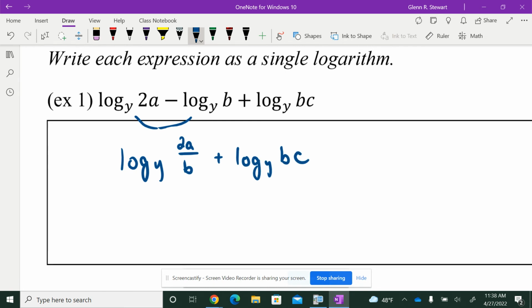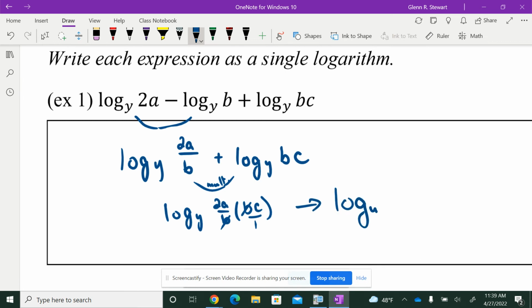From here, addition and multiplication also go hand in hand. So these two, I'm going to create a multiplication where I have log base y of 2a over b times bc. Which really, if this is over 1, I've got a b in my denominator, a b in my numerator, which gives me my answer of log base y of 2ac. Okay, so I call it contracting because what we've done is we've taken three different logs, we've put them all together into one and simplified pretty nicely.